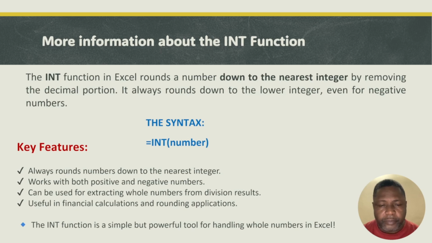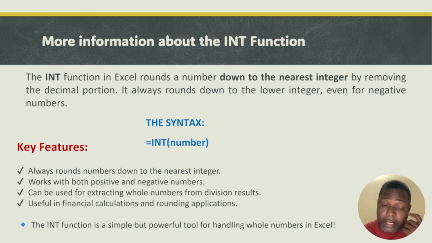Now, this function rounds a number down to the nearest integer by removing the decimal portion. It always rounds down to the lowest integer, even for negative numbers. So now the syntax is just simply equal sign INT and then you provide the number.